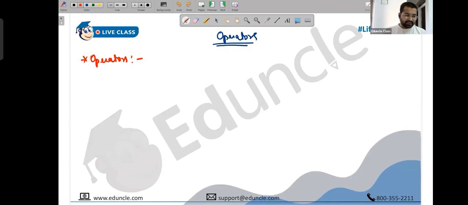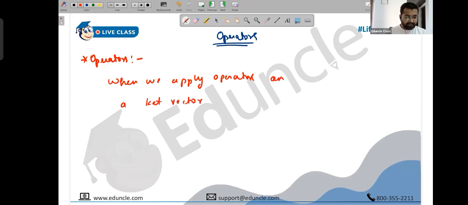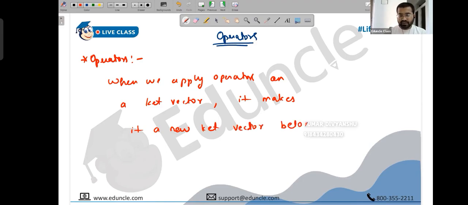So let us just write that when we apply operators on a ket vector or a bra vector, on a ket vector, it makes it a new ket vector belonging to the same vector space. It makes it a new ket vector. Like derivative of sin, it makes it cos, something like that. It makes it a new ket vector, however, belonging to the same vector space. Okay? Take a look.